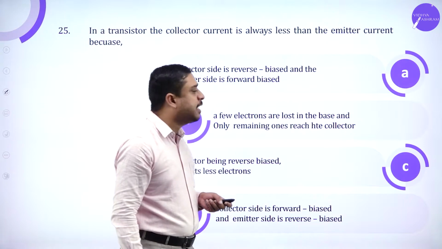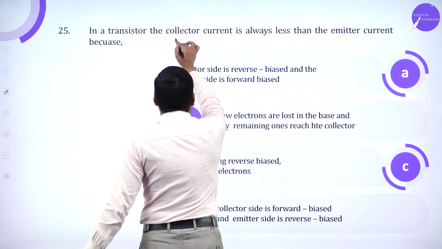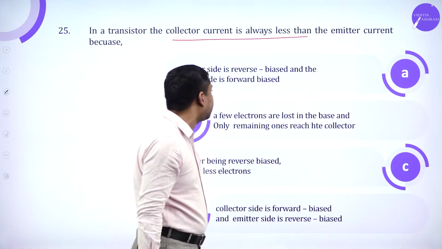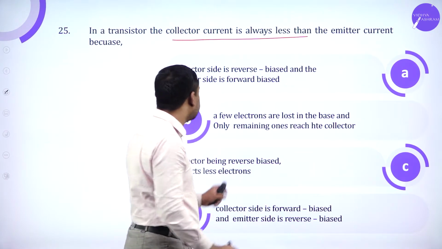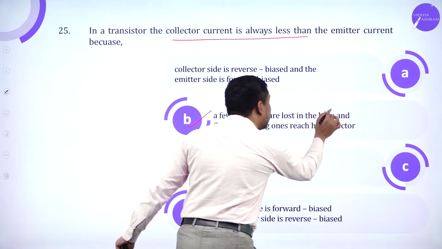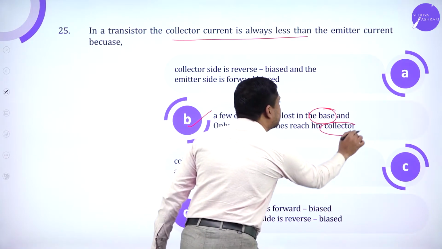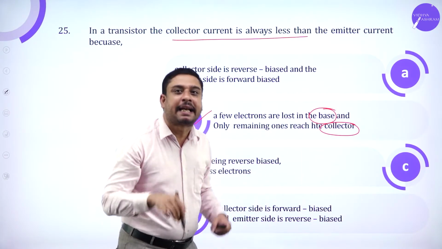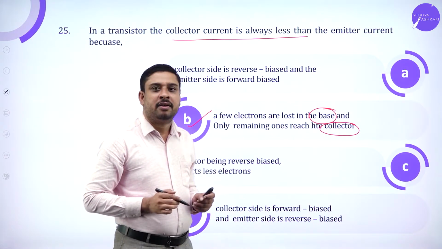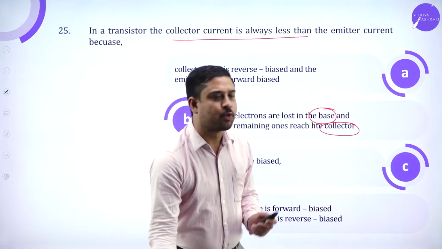In a transistor, collector current is always less than the emitter current because a few electrons are lost in the base and only the remaining ones reach the collector. So collector current is always less when we consider the emitter current. The next one, students.